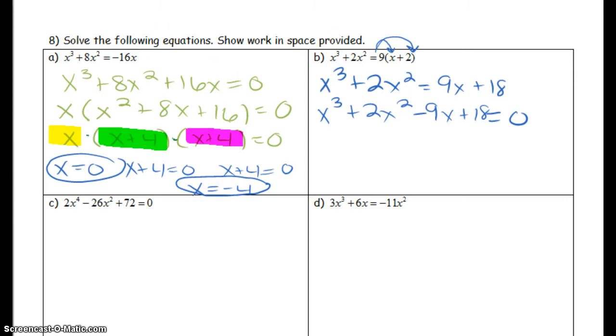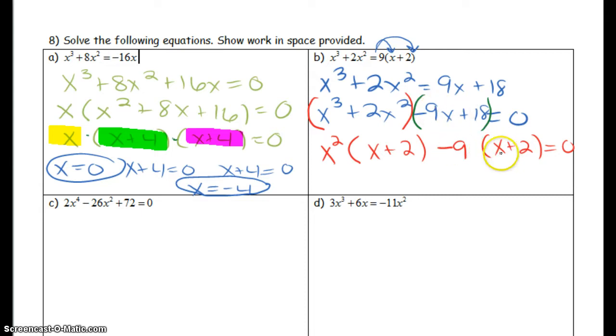This has 4 terms, so I can't actually factor it like I was doing in part A. 4 terms, I'm going to group. So I'm going to look at this first set, and I'm going to look at this second set of parentheses. In the first set of parentheses, I see that the GCF is x squared, so I'm going to factor that out. X cubed divided by x squared is x, and 2x squared divided by x squared is just 2. Now my goal in grouping is to get these to look the same. So is there any way that I can get this second set of parentheses equal to x plus 2? If I factor out a -9, that'll happen.